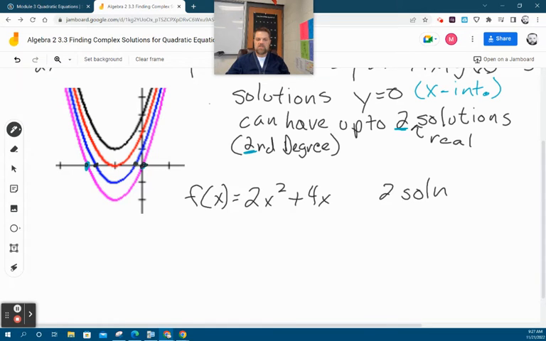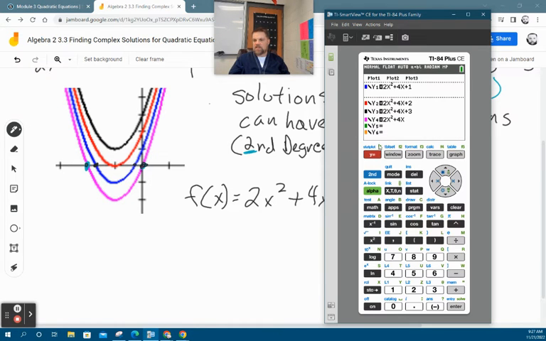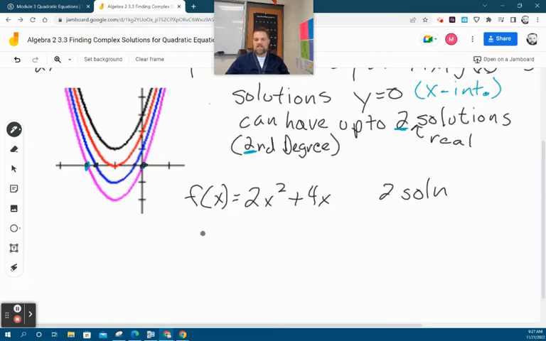This next one, which is the blue graph, which one is that? Do you guys remember? Well, let's look. The blue one is plus 1. So what we've done is we've shifted this up, but it has two solutions. So if I say f of x is equal to 2x squared plus 4x plus 1, that also has two solutions, because that crosses twice.